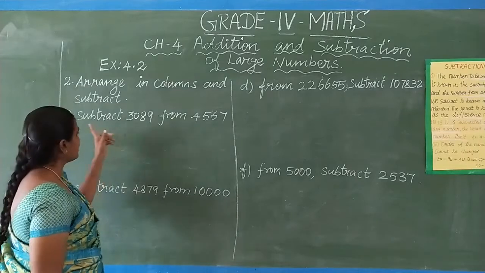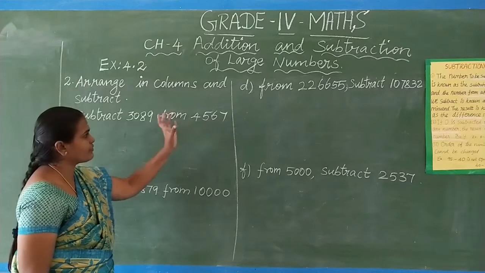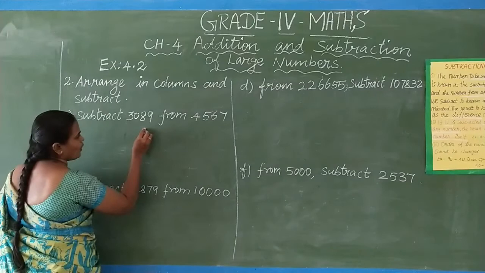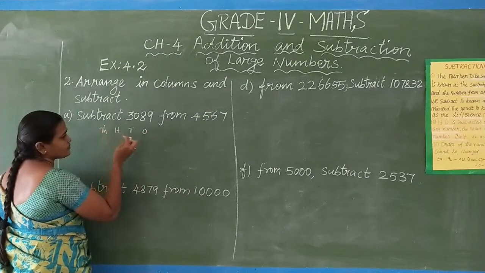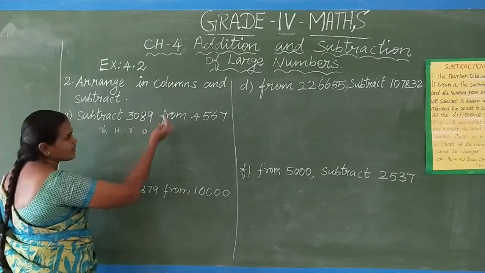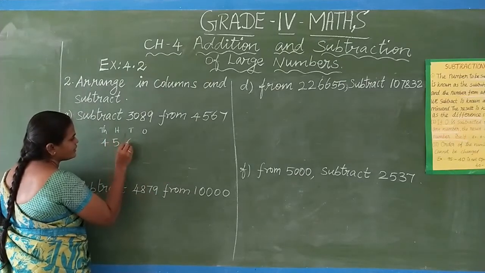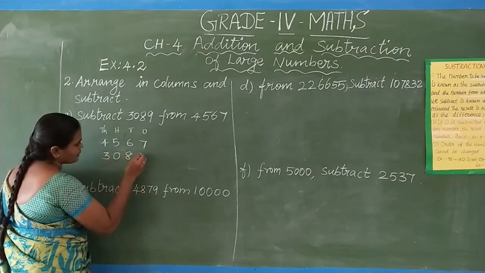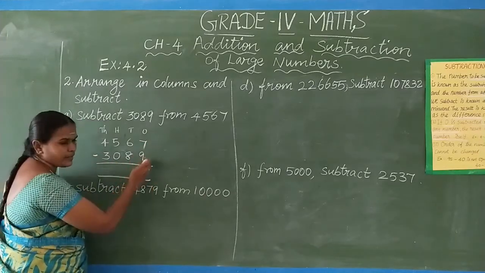Here the given sentence: subtract 3089 from 4567. From means this number only comes first. Okay. So now write the places. Ones, tens, hundreds, thousands. So which is the big number here? After from, that number only comes first. So big number is first. So write this number, 4567. So second number 3089. So subtraction, big number minus small number.